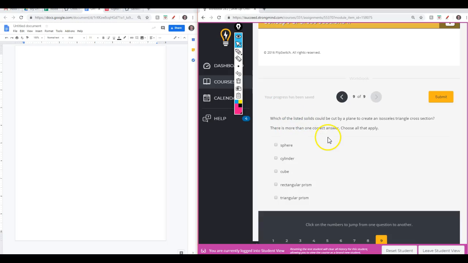Alright, which of the listed solids could be cut by a plane to create an isosceles triangle cross-section? There's more than one correct answer. Choose all that apply. Alright, so a sphere, a cylinder, a cube, a rectangular prism, or a triangular prism.